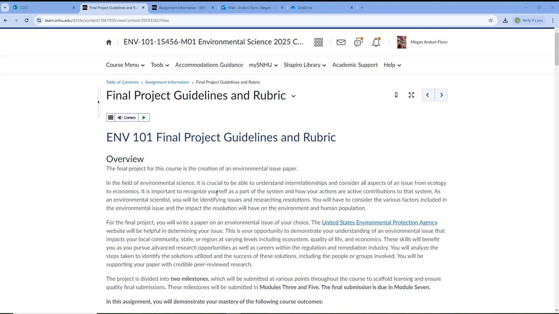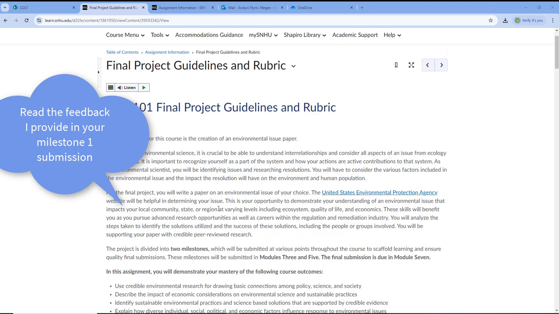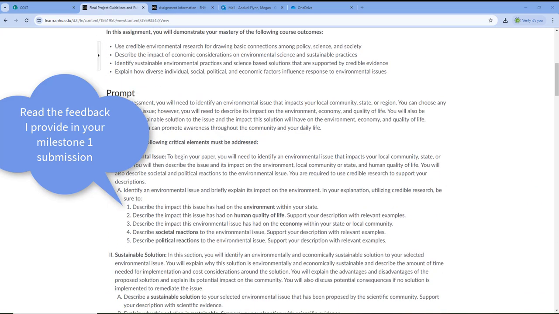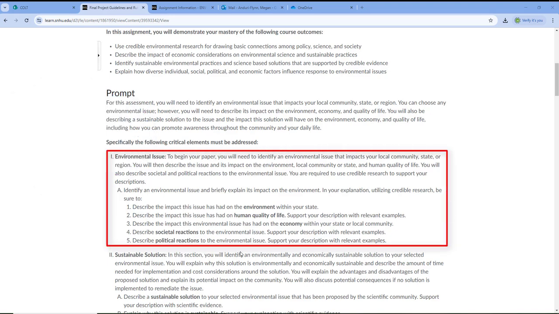Before we get into our Unit 4 or Module 4 information, I do want to point out that I will be grading your Milestone 1 assignment sometime today. So you should see that feedback and your grade posted very shortly. Once you get that feedback, please pay close attention to any changes I suggest and start developing the first part of your environmental paper, or your final project paper.